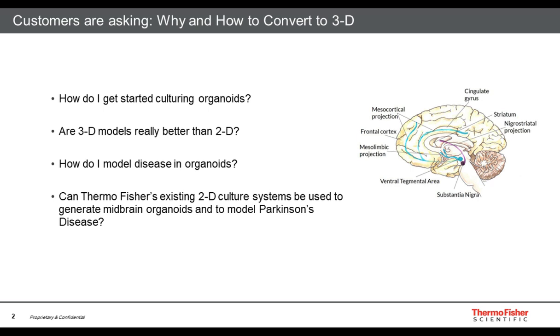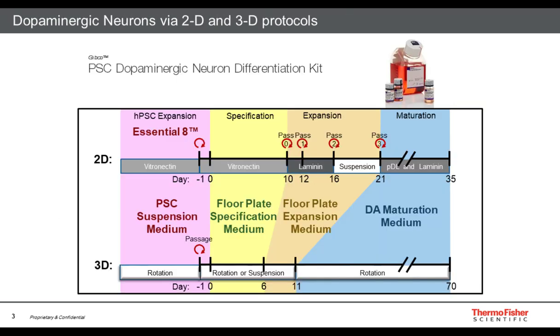As you're probably aware, Parkinson's disease is a progressive neurodegenerative disease in which a specific type of neuron, the A9 dopaminergic neuron of the substantia nigra, is lost in large numbers, while other neurons are largely spared. Thermo Fisher sells a set of 3 media which have been optimized to specify, expand, and mature human dopaminergic neurons from pluripotent stem cells in 2D culture. This is the PSC Dopaminergic Neuron Differentiation Kit shown at the top of this slide.